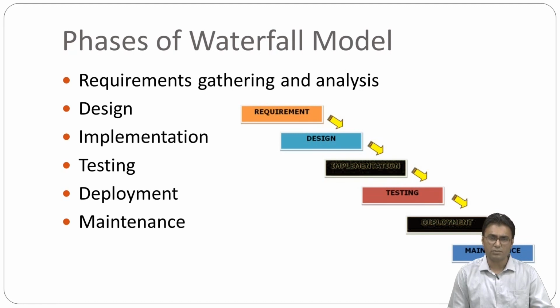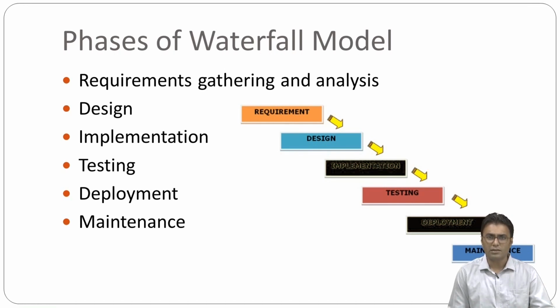Then the third one is implementation. The implementation phase involves coding the software based on the design specifications. This phase also includes unit testing to ensure that each component of the software is working as expected. Then the fourth phase is testing. In the testing phase, the software is tested as a whole to ensure that it meets the requirements and is free from defects. Then the fifth one is deployment. Once the software has been tested and approved, it is deployed to the production environment. Then the last one is maintenance. The final phase of the waterfall model is maintenance, which involves fixing any issues that arise after the software has been deployed and ensuring that it continues to meet the requirements over time.